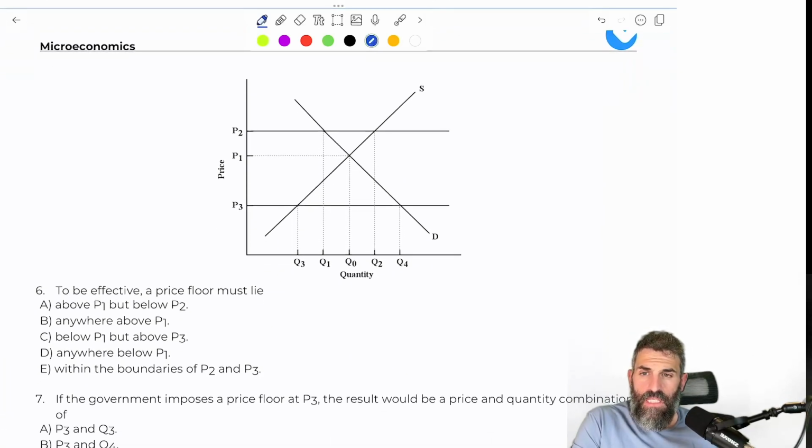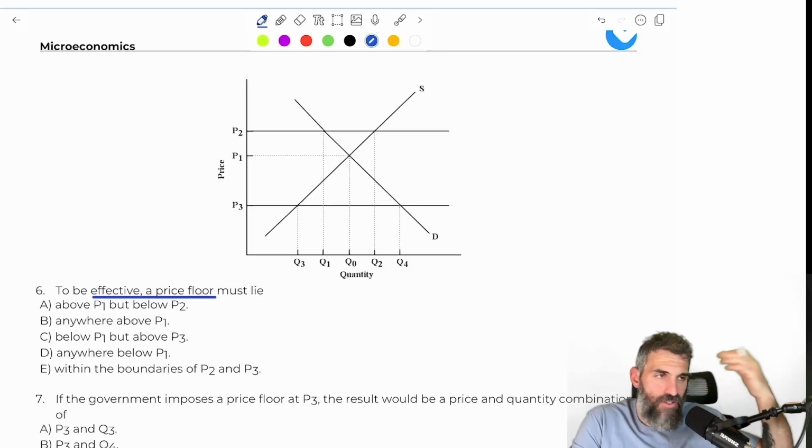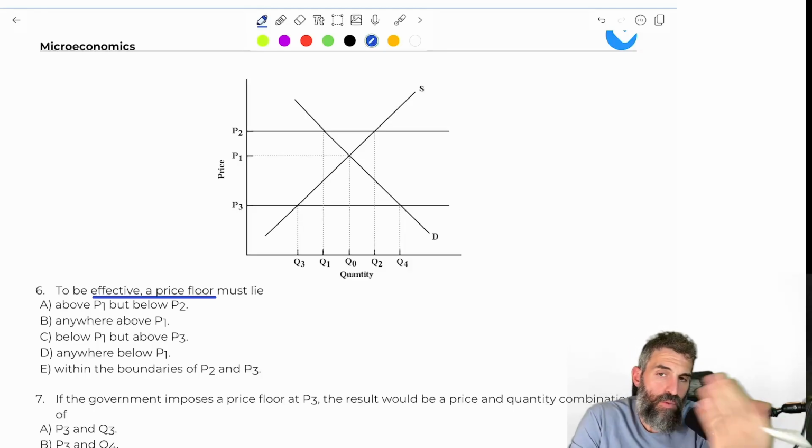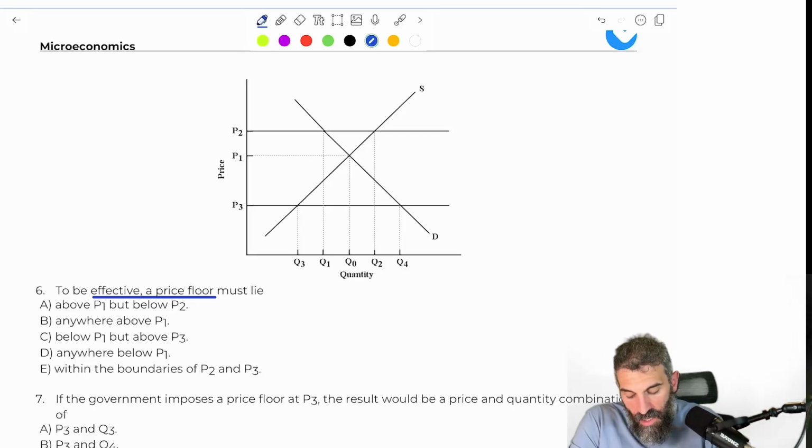Okay, another one. To be effective, a price floor must lie where? Now, when they ask you questions like this, to be effective, we talked about this. In order for something to be effective, it actually has to work. A floor is a minimum. So for it to work, a minimum has to be above the equilibrium. Cannot be below. If it's below, it wouldn't work. So it would need to be above the equilibrium price, which is P1. So above P1, but below P2, not below P2. It would just have to be anywhere above P1.